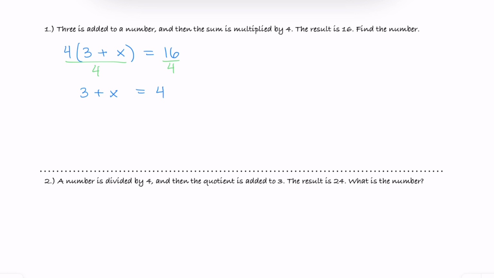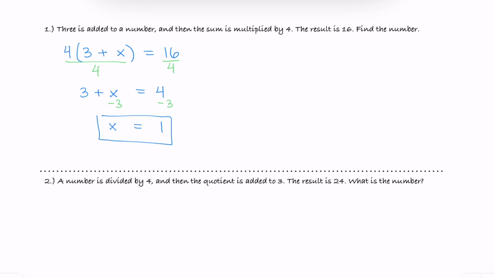Now, I'm going to have to get rid of that 3. And because it's being added to the x, I'm going to have to subtract. So minus 3 on both sides of the equation. Now, we get x is equal to 4 minus 3 is 1. So x is equal to 1.